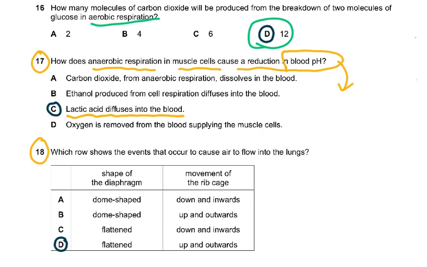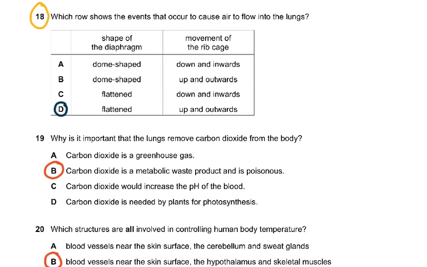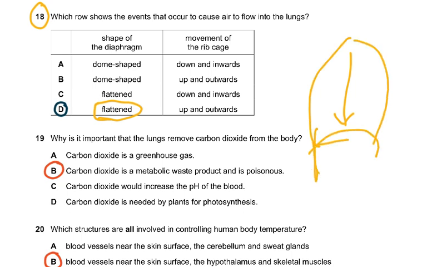Then question 18: which row shows the events that occur to cause airflow to the lungs? Airflow to the lungs depends on how the volume changes. The shape of the diaphragm becomes flattened, as you can see here. This increases the chest cavity from top to bottom. This is the chest cavity, and this is the diaphragm here. When the diaphragm flattens, the movement of the rib cage will be upwards and outwards. So this way also the volume is increased.